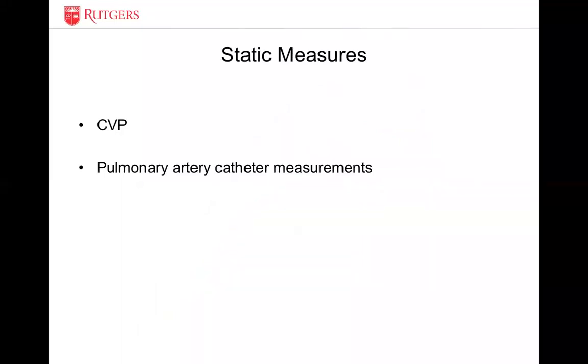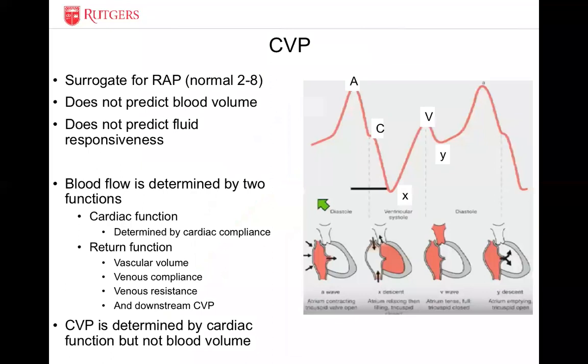All right. As mentioned previously, static measures that we can look at are CVP and pulmonary artery catheter measurements. CVP was used as a surrogate for your right atrial pressure, but unfortunately it does not really predict your blood volume and does not predict fluid responsiveness.